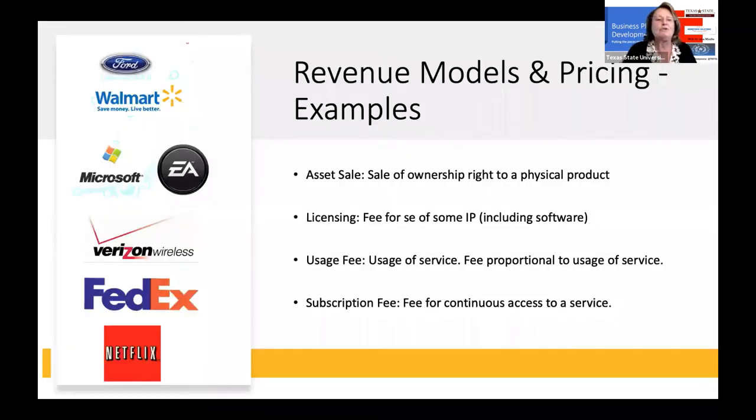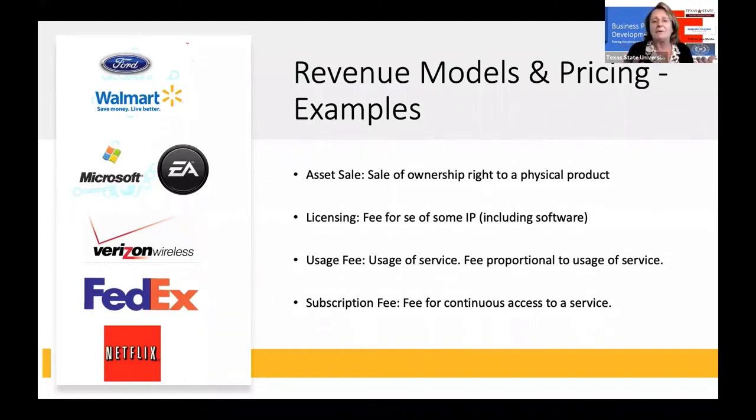So let's go over a few examples here. These are different examples of different types of revenue streams that we can have. We have an asset sale. If you buy a car, right? Ford Motor. Go to Walmart. We buy an asset, a physical product. We buy it without anything else.